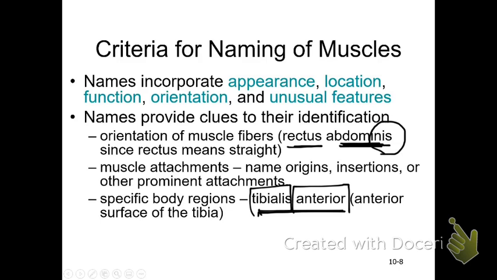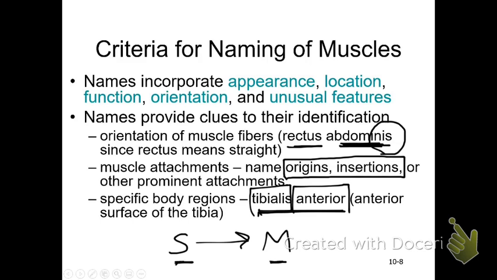Others are named for where they originate or where they insert. We're going to see the sternocleidomastoid. We're going to see that muscle goes from the sternum, right? Sternum to the mastoid. So that muscle is named primarily on the attachment places where that muscle attaches to the skeleton.